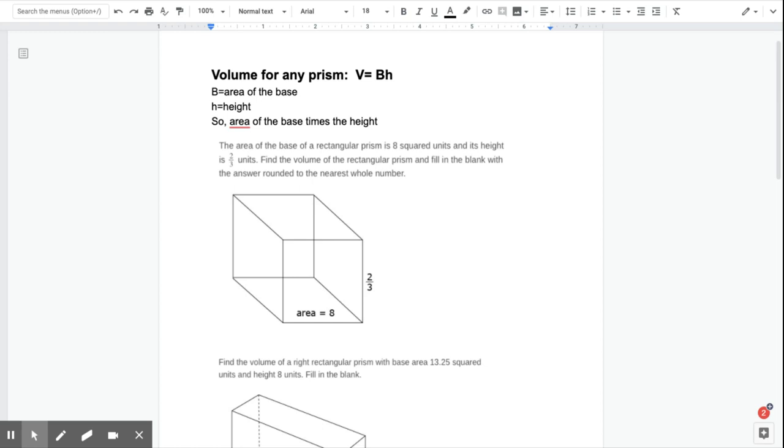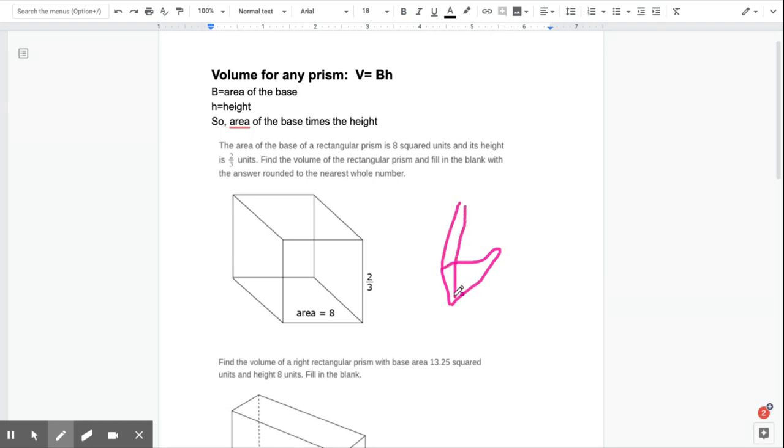All right, so here's the deal. There is a volume of a rectangular prism, length times width times height, but there is a volume for any prism. So this is a rectangular prism, obviously, but we can also have, and I'm going to try to draw it, I'm not going to do a very good job of it.